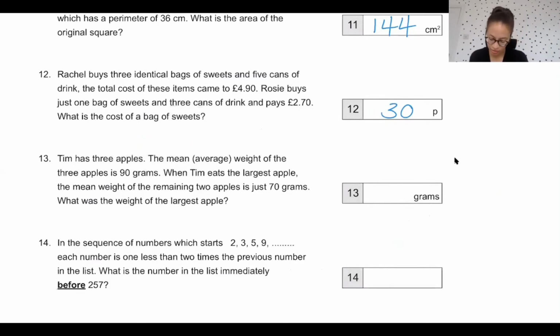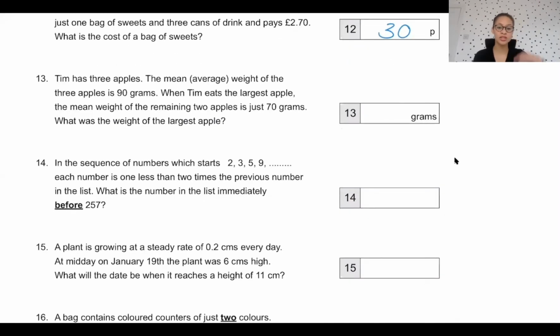Tim has 3 apples. The mean average weight of 3 apples is 90 grams. When Tim eats the largest apple, the mean weight of the remaining 2 apples is just 70 grams. What was the weight of the largest apple? Give you a second to have a think about it. And then maybe once you've figured out the first step, you can tell me in chat. Just the first step.